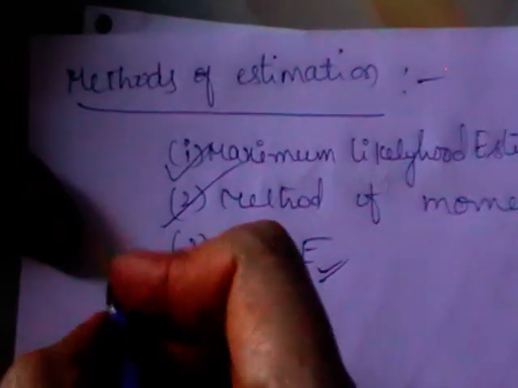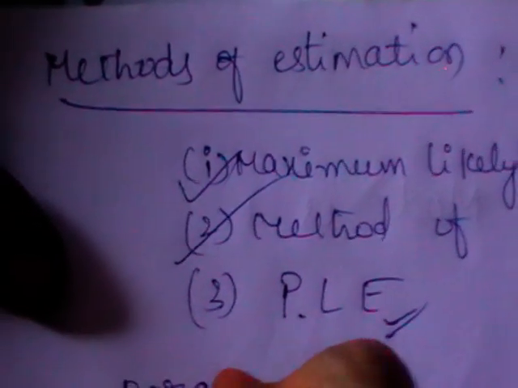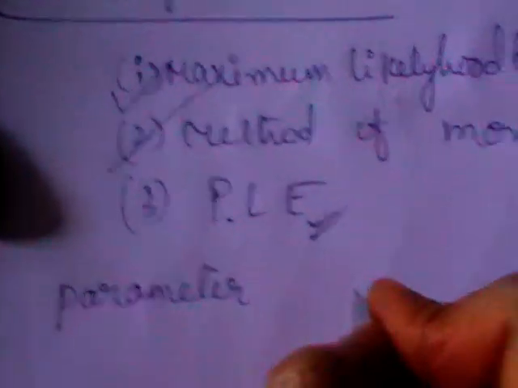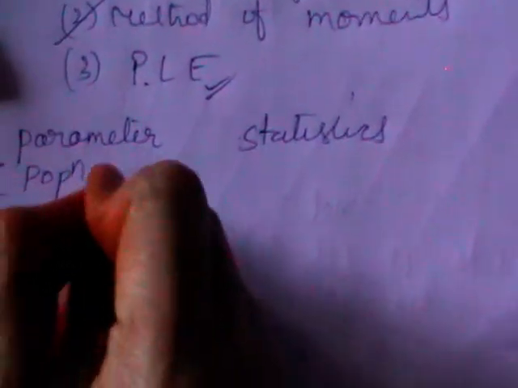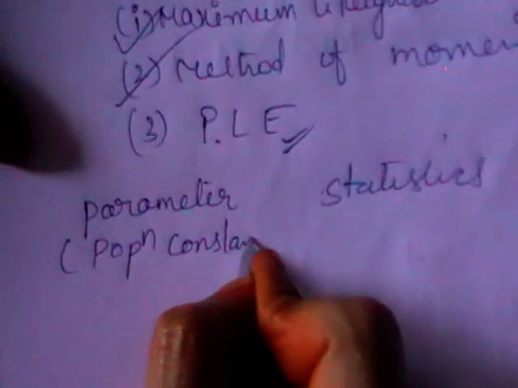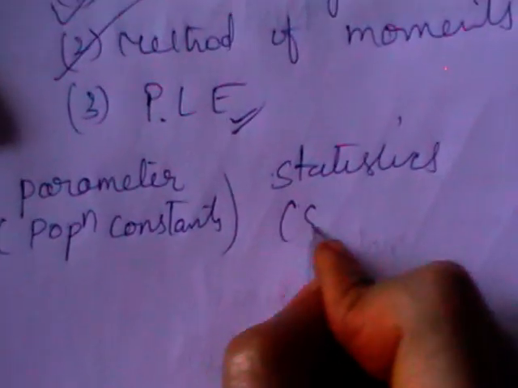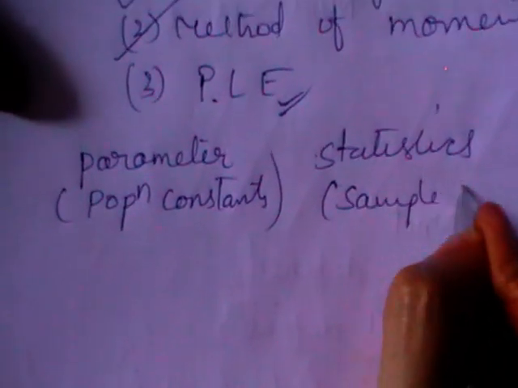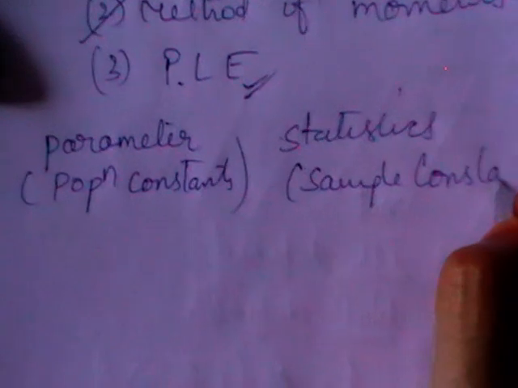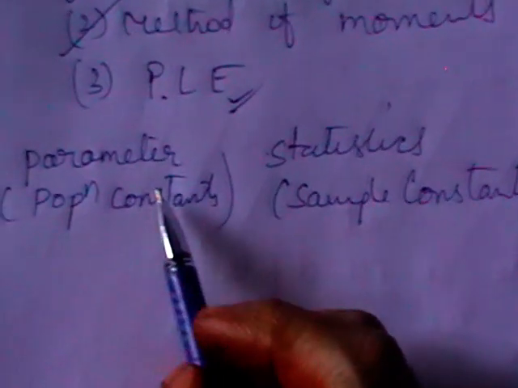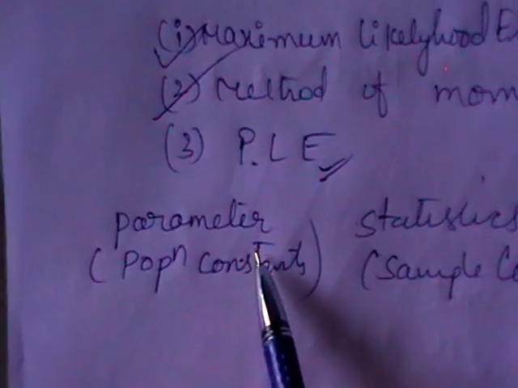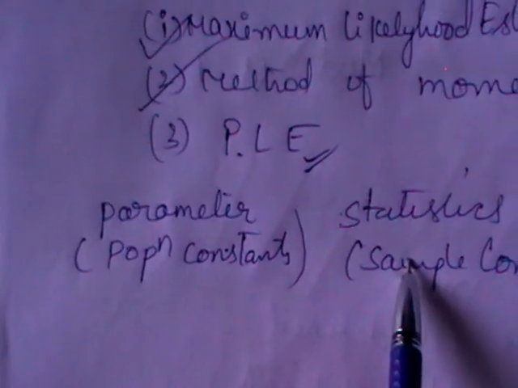As I told you, you have two characteristics called parameters and statistics. Population constants are called parameters and sample constants are called statistics. Now, as parameters are always unknown, we estimate them by using the corresponding statistics.